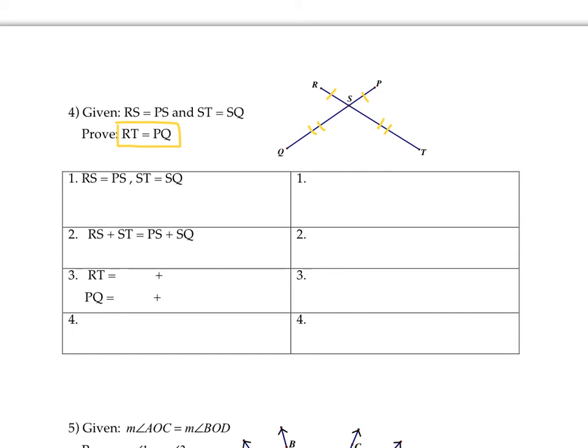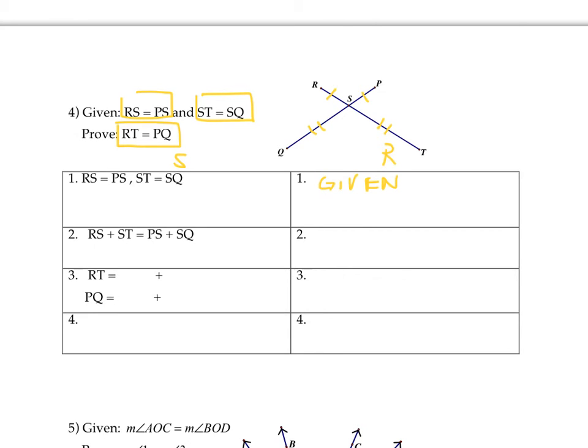So in line 1, we stated our given information. RS is equal to PS, and ST is equal to SQ. So go ahead and write given for the reason over here to the right. Okay, by the way, we should have at least an S and an R here for statements and reasons.